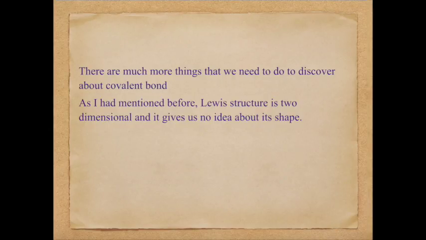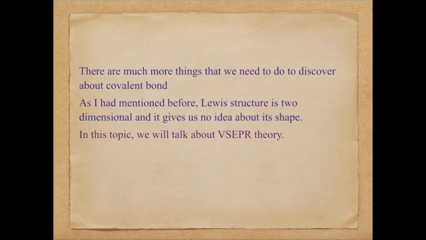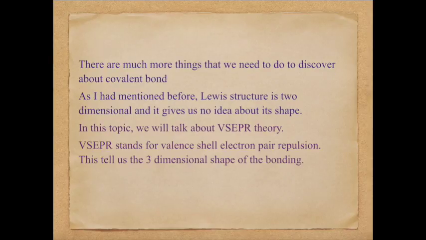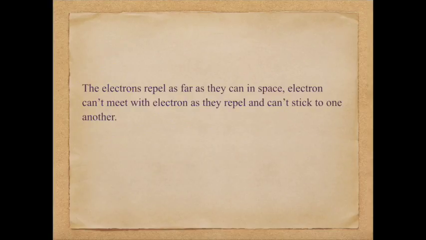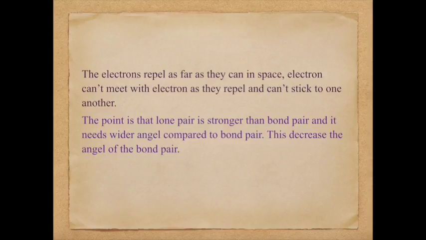As I had mentioned before, the Lewis structure is 2-dimensional and it gives us no idea about its shape. In this topic, we will talk about VSEPR theory. VSEPR stands for valence shell electron pair repulsion. This tells us the 3-dimensional shape of the bonding. The electrons repel as far as they can in space. The point is that a lone pair is stronger than a bond pair and it needs a wider angle compared to a bond pair. This decreases the angle of the bond pair.